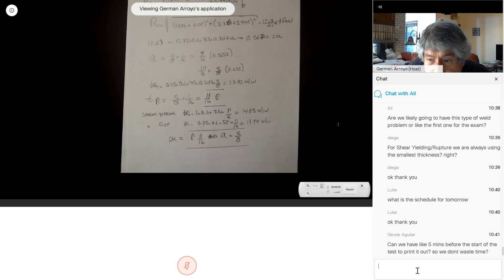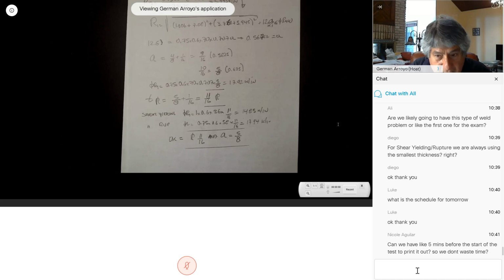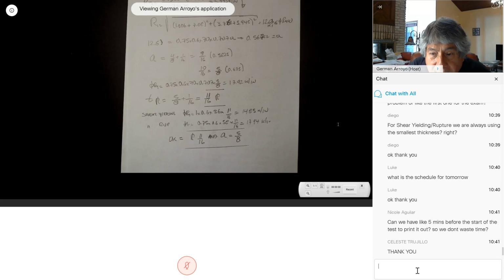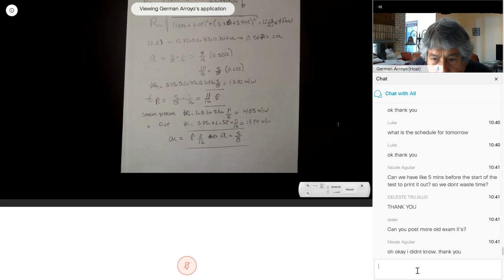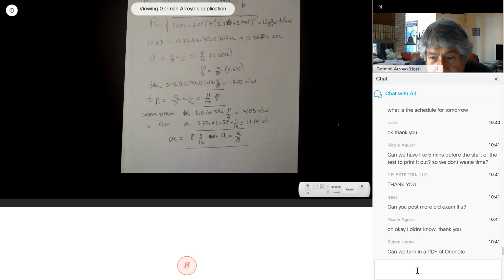And we have about 5 minutes before the start of the test to print it out so we don't waste time. That doesn't take more than 5 minutes to print. When I design the exam, everything is considered for you to print. And if you don't want to print, I'm going to have the exam on the screen. Any other question? Can you put more on the exam? I'm going to look and see what I have.